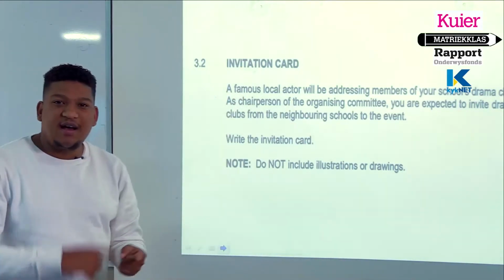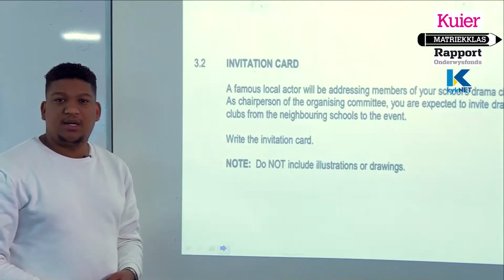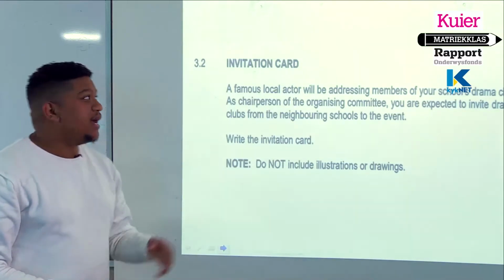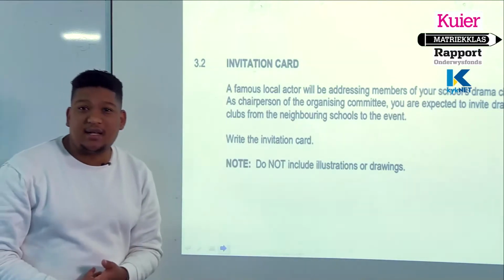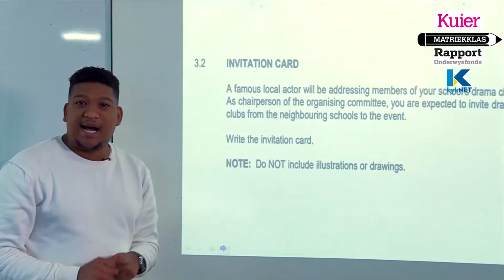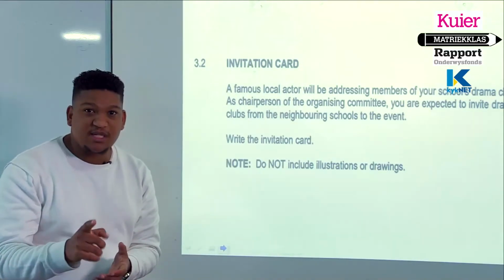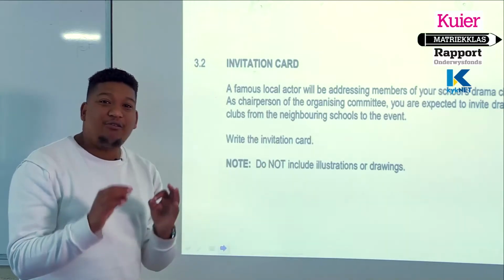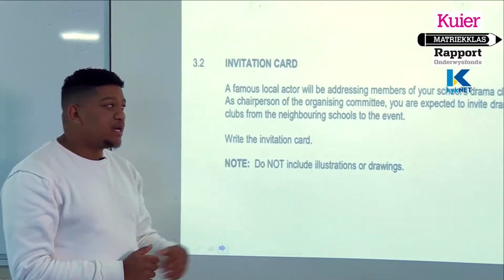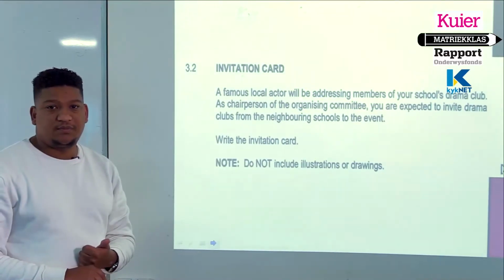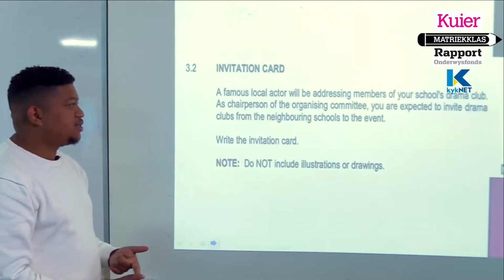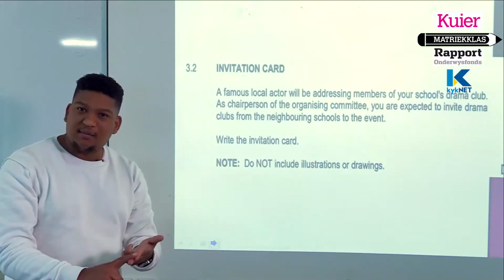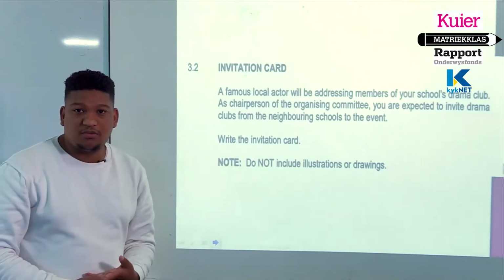The very first thing, a famous local actor. Keeping in mind, local. So I cannot inform the people that Idris Elba is going to be there. How is he a local actor? He's famous, but not local. So focus on that part that says a famous local actor. That's the first thing I'm going to mention. The second thing I'm going to mention would obviously be the date, the time, and obviously the venue.